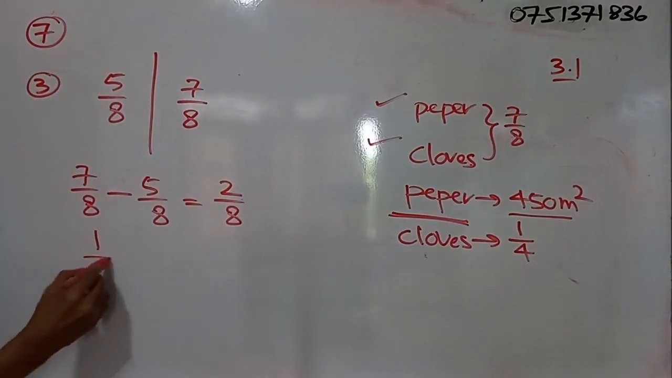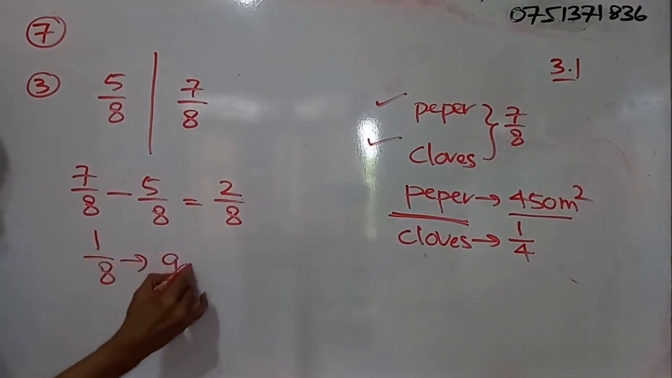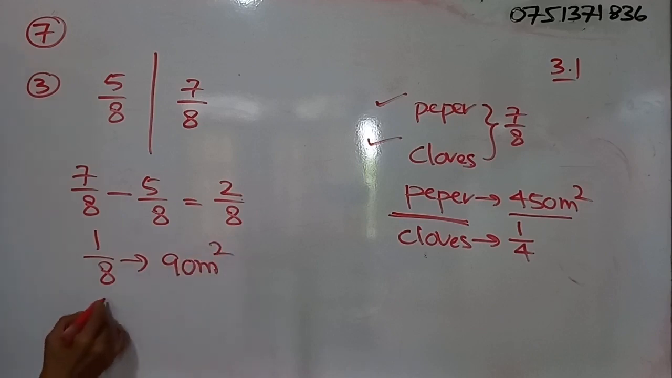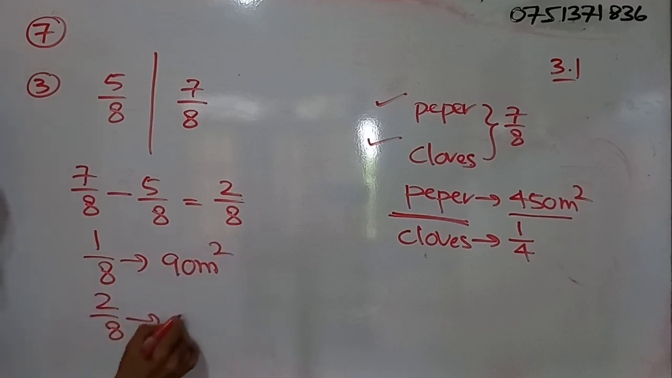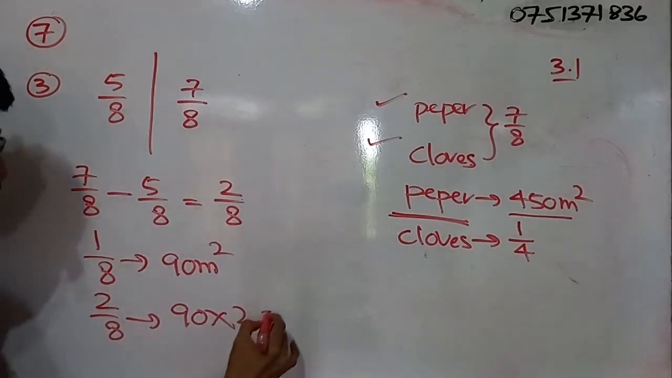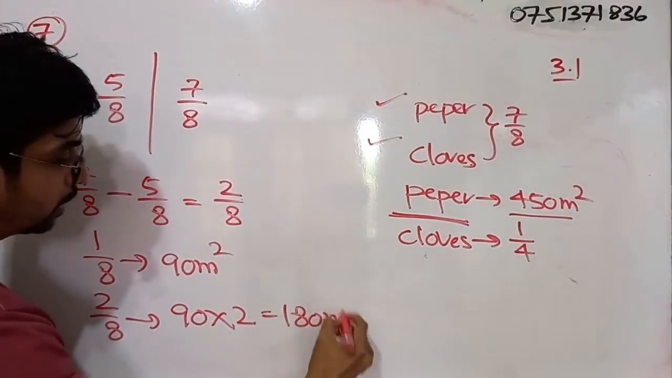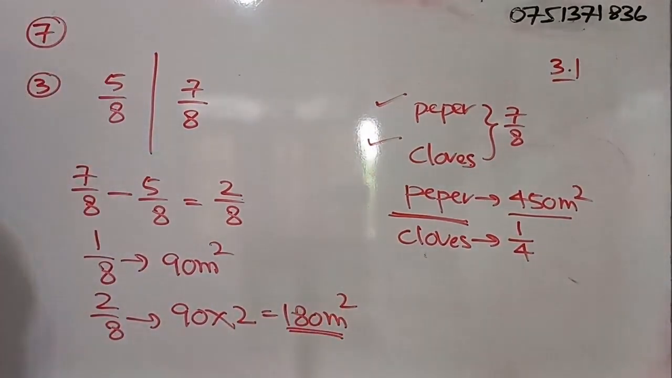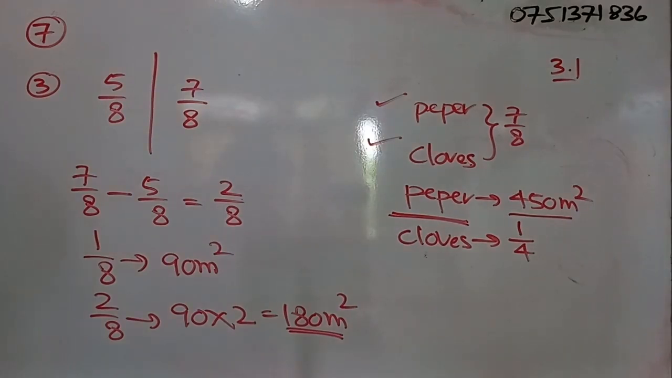So we know 1/8 is equal to what? 90 square meters. So 2/8 means what? 90 into 2. So that means 180 square meters. The answer is 180 square meters.